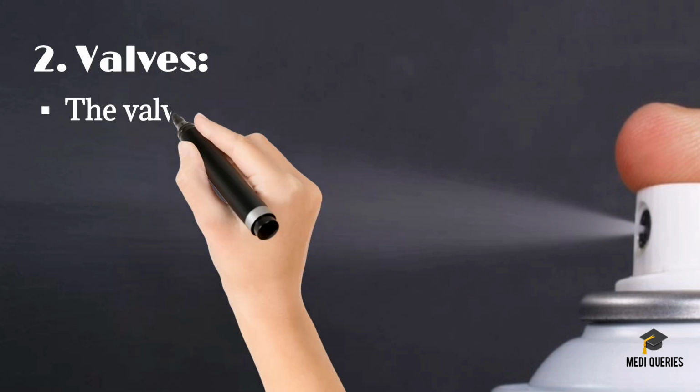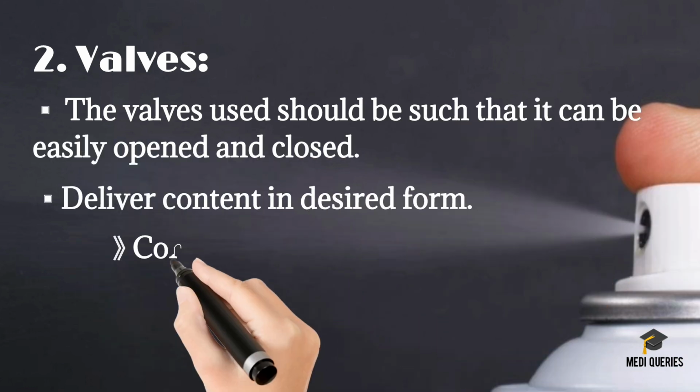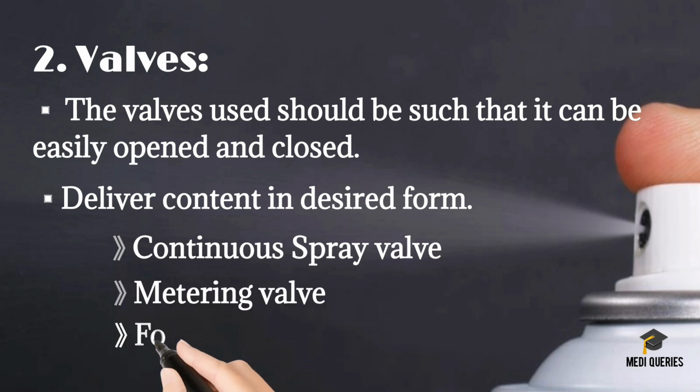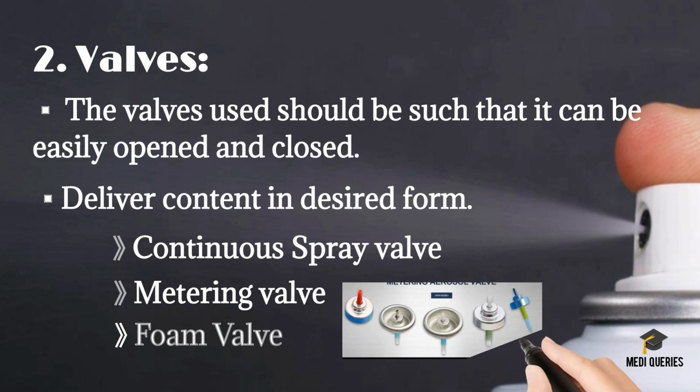And the second one is the valve system. The valves used should be such that they can easily open and close. They should also deliver the content in the desired form. Three types of valves are used nowadays. What are those? Continuous spray valves, metering valves, and foam valves.